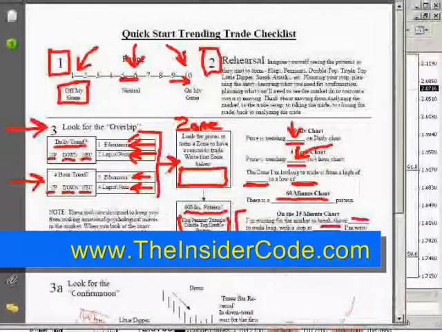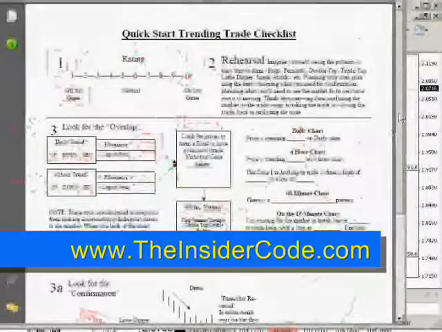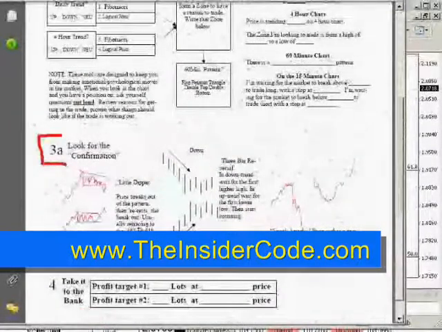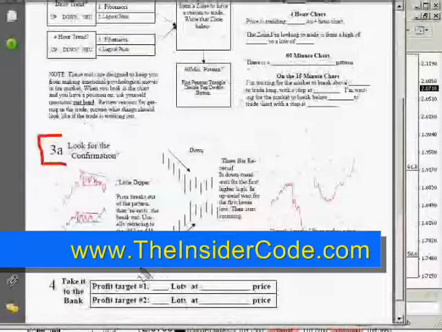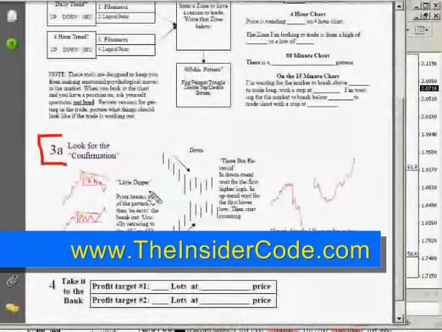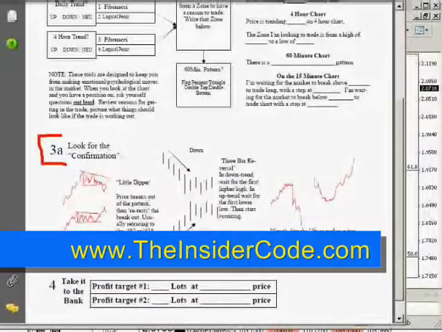Now while we're waiting for this to happen, this is where we can bring in confirmation. Confirmation are some simple tools that I've developed over the years to help me to see when the professional money is active in the market. And I have three main confirming patterns that I look for. One is the Little Dipper.